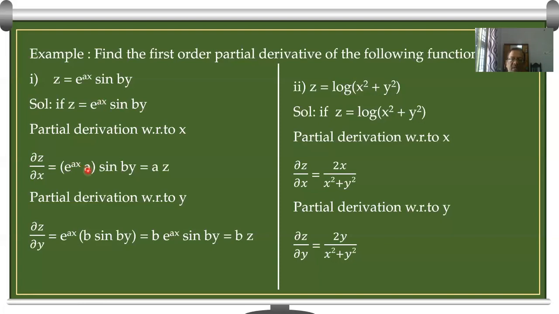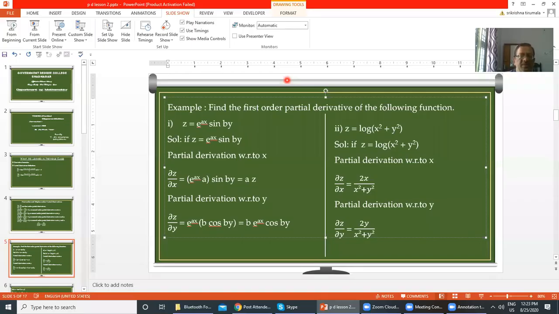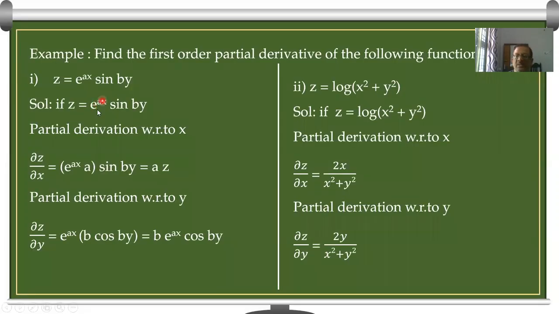The derivation of ax and the y term is sine of by. If you take a outside, e power ax sine by is nothing but z. Now, when you are operating partial derivation with respect to y for the z function, e power x is a function in terms of x, therefore it is like a constant term.